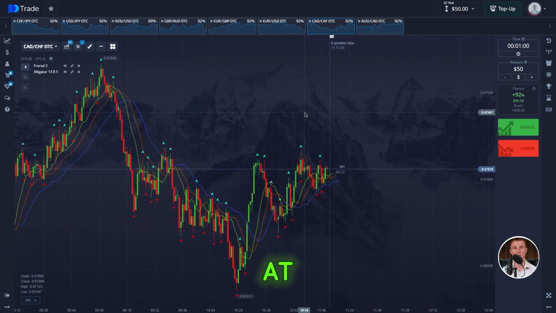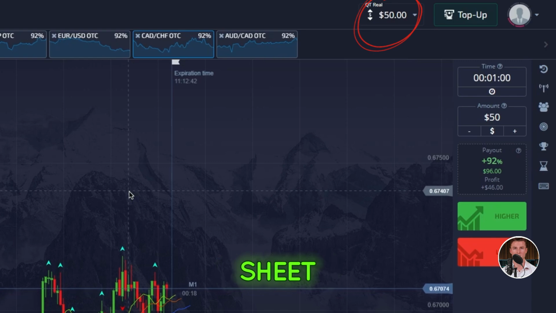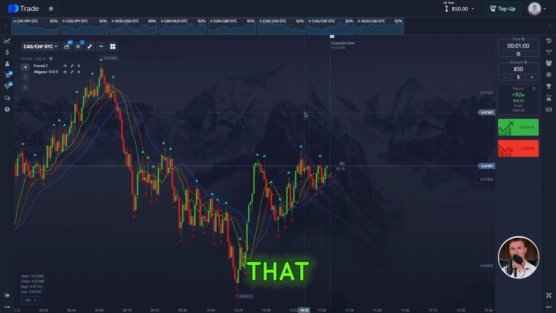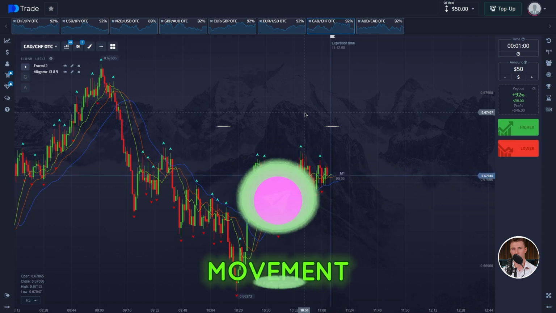So you and I are at the broker. You can see the amount of $50 on my balance sheet, and it is from this amount that we will disperse our deposit today. We will open transactions on a 1-minute time frame, and I have already selected and analyzed all currency pairs with the most optimal movement pattern.